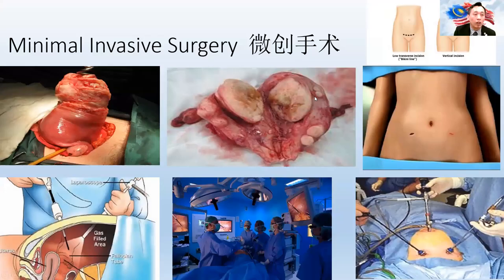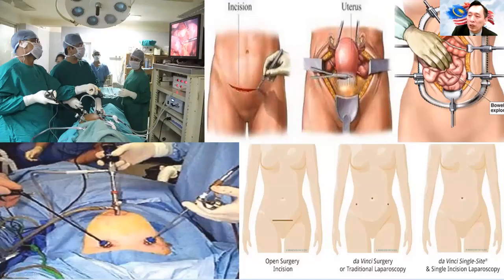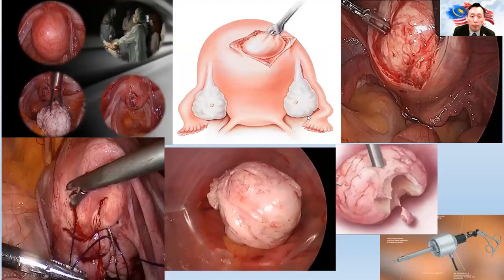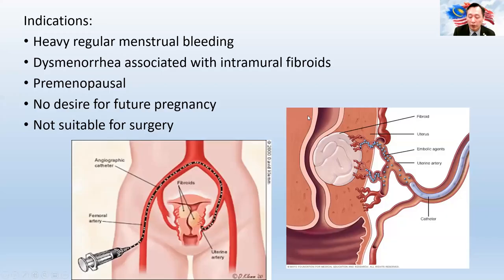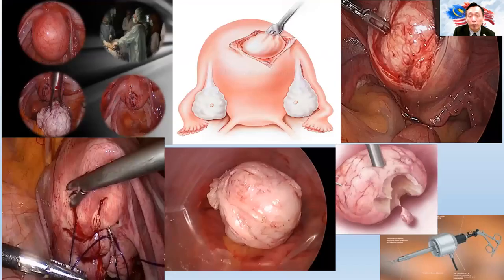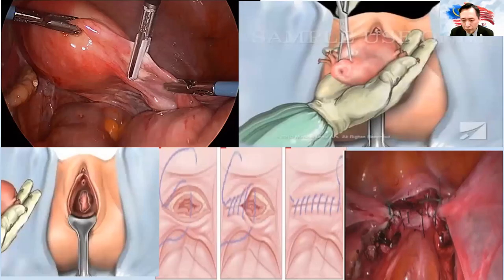Okay, other than that, we also can remove the fibroid through a laparoscopic surgery. Rather than cutting up to down, side to side, we actually can remove the fibroid through a laparoscopic keyhole surgery. So we can take out the fibroid, put it inside the bag, morcellate it, and take it out from the laparoscopic keyhole wound. All right, we can also do a hysterectomy to take out the fibroid from the vagina, rather than the traditional surgery.